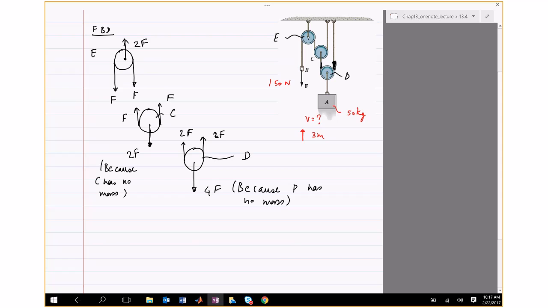So I'm left with only A. This string here is applying a force 4F, so there's going to be an equal and opposite force 4F on the mass, and then mg acts downwards. Those were the 4 free body diagrams for the 4 things here, 3 pulleys and 1 mass.